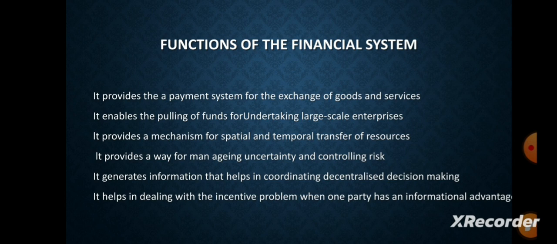It provides a mechanism for spatial and temporal transfer of resources. It provides a way for managing uncertainty and controlling risk. It generates information that helps in coordinating decentralized decision making. It helps in dealing with the incentive problem when one party has an informational advantage. Now we look at each of these points in detail.